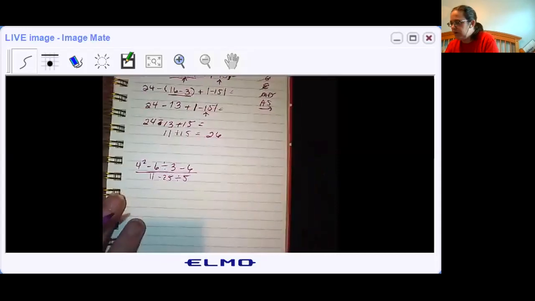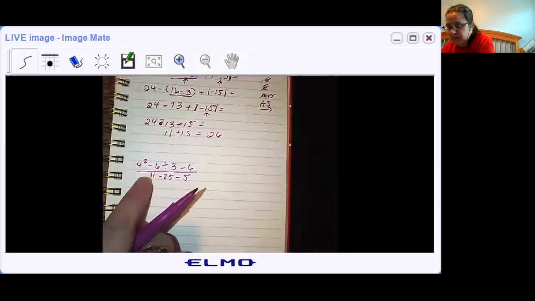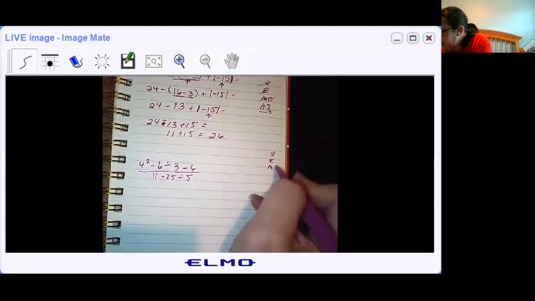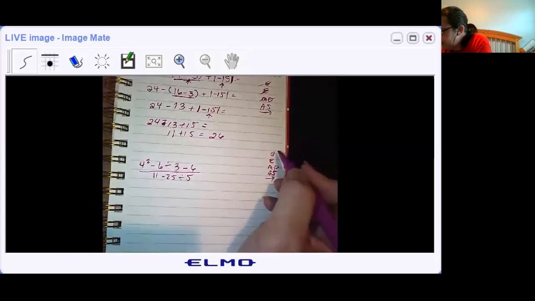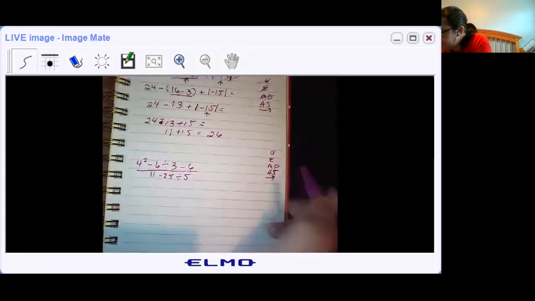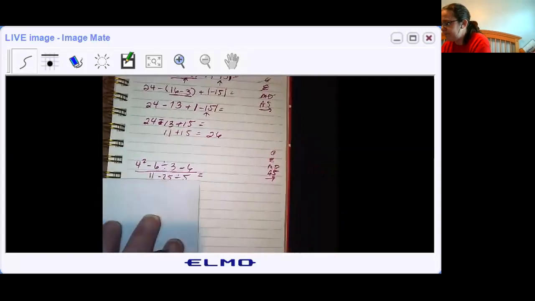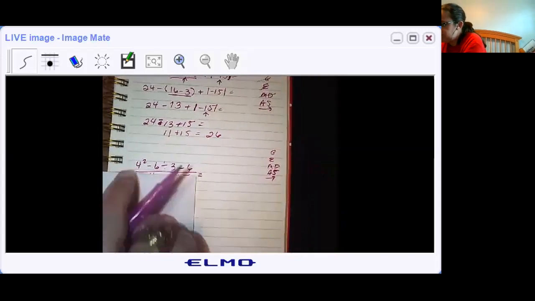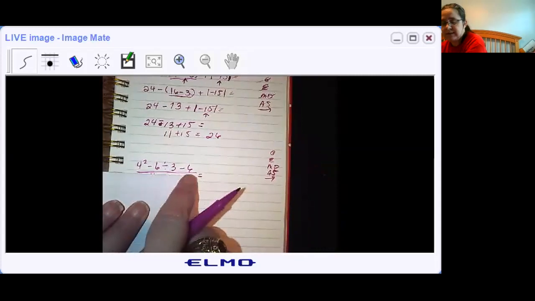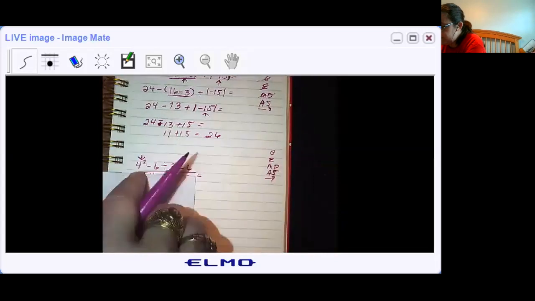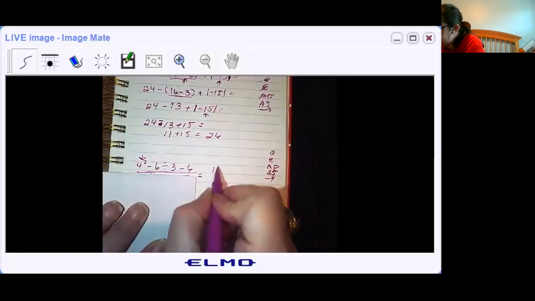Okay, last one I wanted you to work. Fraction, everybody's favorite. I'm going to deal with the top and then I'm going to deal with the bottom. And I'm going to write my reminder here of what my order of operations are: groupings, exponents, multiply, divide, add, subtract. I'm going to start just with the top, so I'm going to cover up the bottom. 4 squared minus 6 divided by 3 minus 6. Right here is an exponent because it didn't have groupings, but 4 squared is 16.